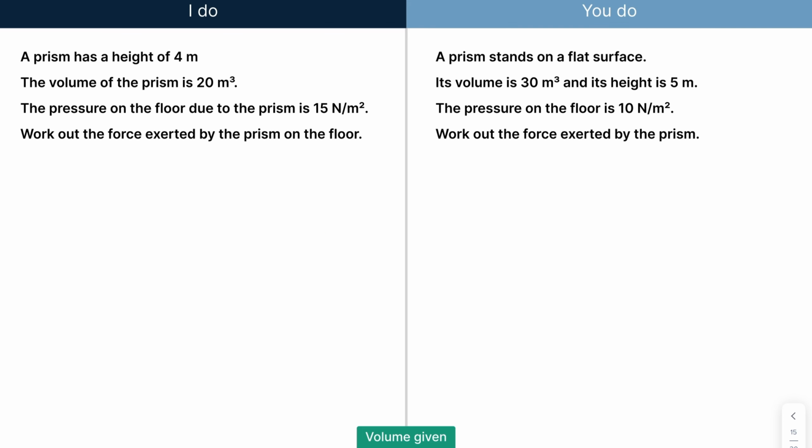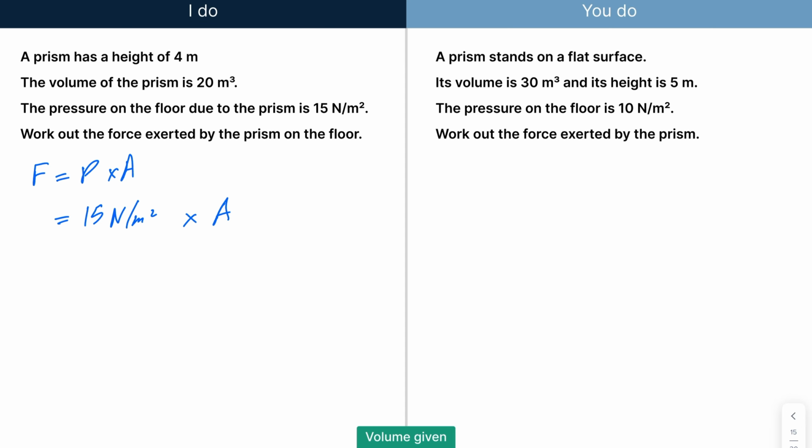Moving on. So here we've been given the volume. So if we know the prism has a height of 4 meters, it has a volume of 20 meters cubed. The pressure is given as well. So it's saying work out the force. So the force is pressure times area. We know the pressure is 15 newtons per meter squared. Times that by the area. Well, what is the area?